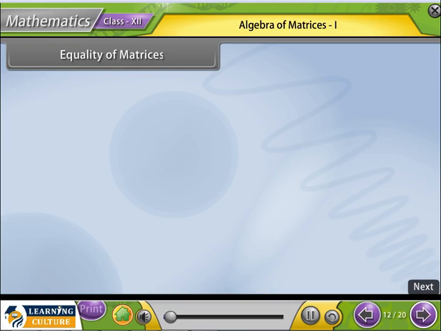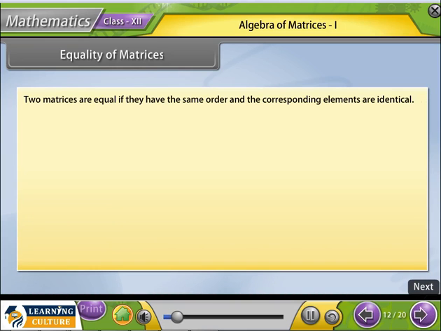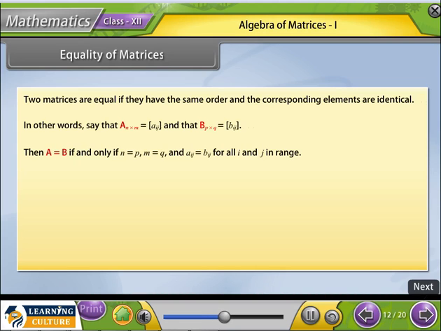Equality of matrices. 2 matrices are equal if they have the same order and the corresponding elements are identical. In other words, say that A, n by m, is equal to aij and that B, p by q, is equal to bij, then A is equal to B if and only if n is equal to p, m is equal to q and aij is equal to bij for all i and j in range. Matrices P and Q are equal.